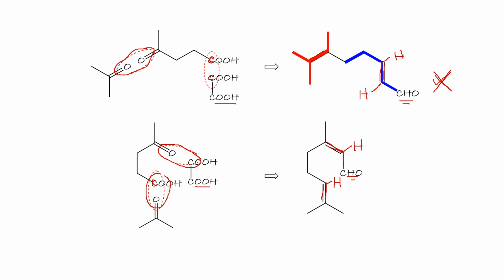For this one, here we have isoprene and we have isoprene. We have head to tail connection. So the upper one is not following the isoprene rule, but the second proposed structure is. So the correct structure of A will be this one.